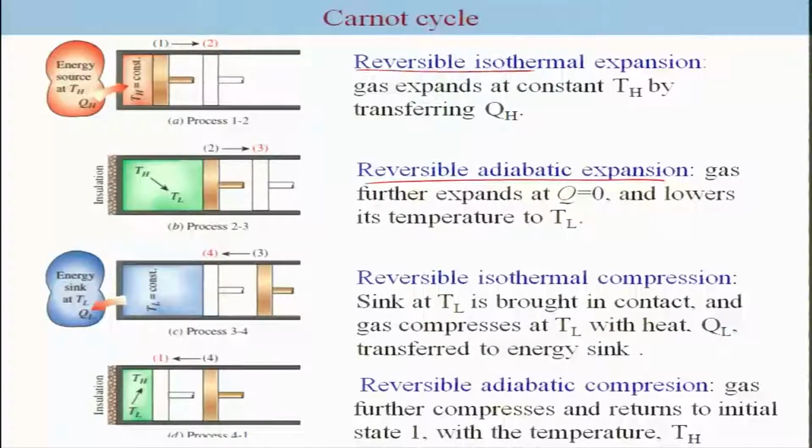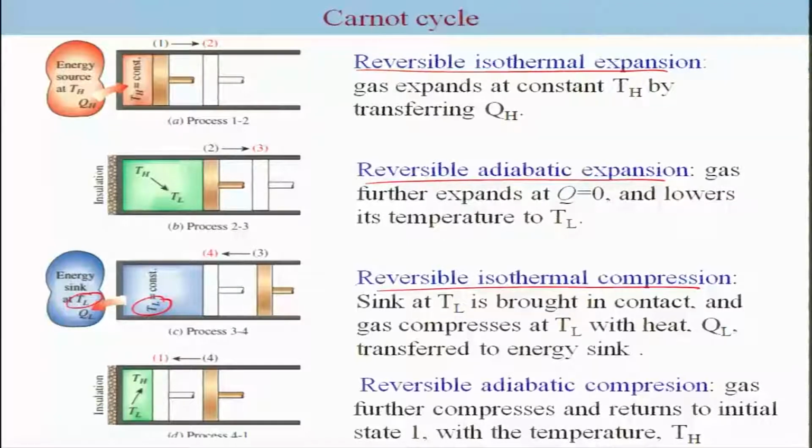The first is reversible isothermal expansion. Now, from 3 to 4, we have reversible isothermal compression, which rejects heat at a constant temperature. Note that this is also TL and this is also TL, so there is no finite temperature difference. In principle, this will be slightly higher than the TL in order to allow heat transfer.